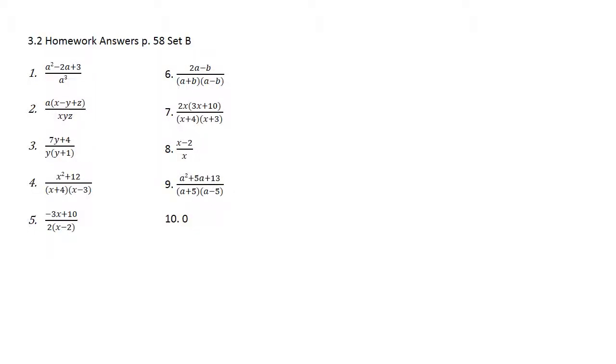Ladies, here are the answers for your 3.2 homework assignment from yesterday. Just a quick note about these. If you have your answers in a non-factored form, so for example, down here for number 5, if you had 2x minus 4 in the denominator, that is totally fine. It's not any less simplified. However, you don't need to re-multiply things out.